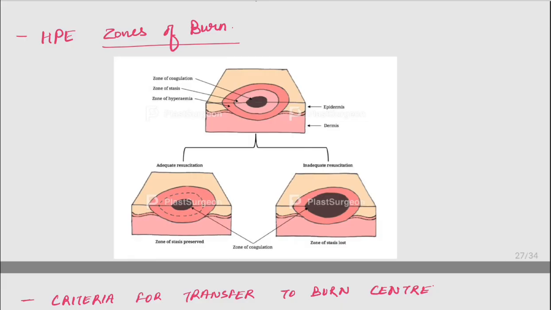If adequate resuscitation is given, this zone of stasis converts into the zone of hyperemia. But if resuscitation is inadequate, this zone of stasis converts into the zone of coagulation. Therefore, more extensive damage is done. Therefore, resuscitation is very important in a burn patient.